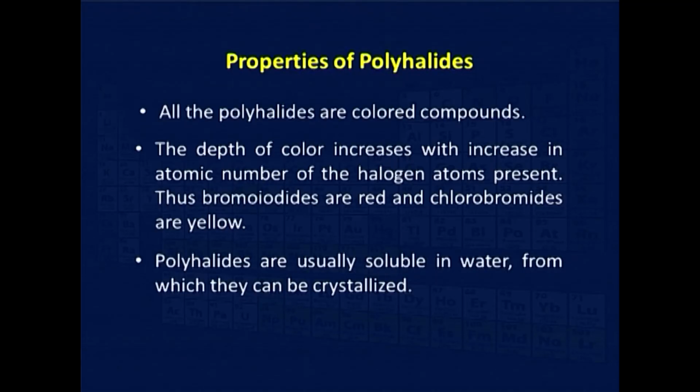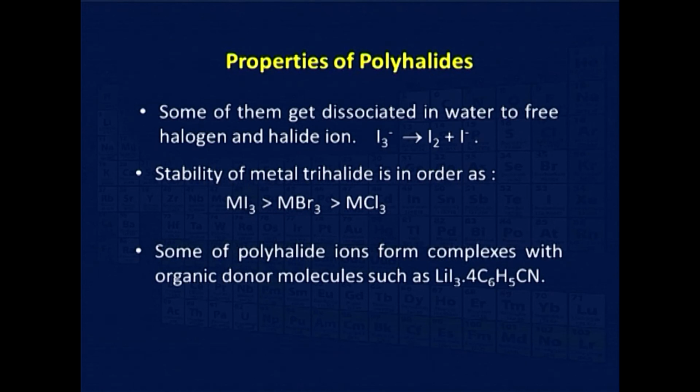Let us see some of the major properties of polyhalides. All the polyhalides are colored compounds. The depth of color increases with increase in atomic number of the halogen atom present, meaning the larger the atomic number of the halogen, the deeper the color. Thus, bromoiodides are red and chlorobromides are yellow in color. Polyhalides are usually soluble in water, from which they can be crystallized. Some of them dissolve in water to give free halogen and halide ion.